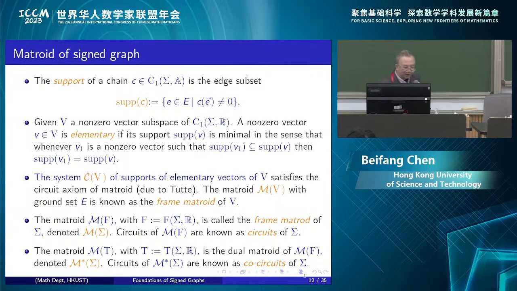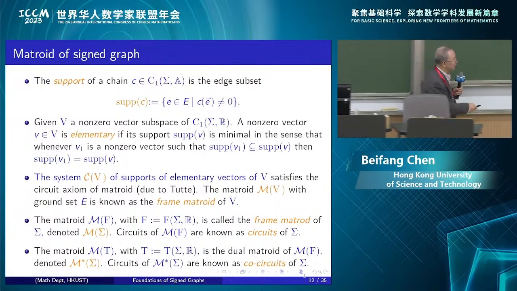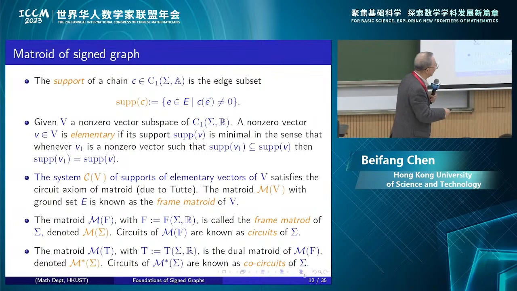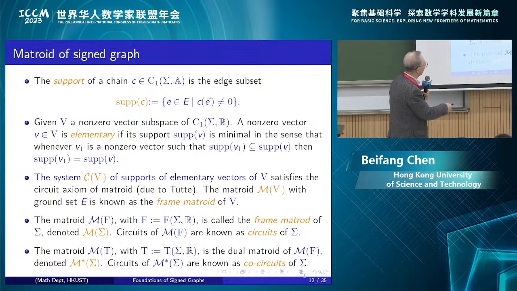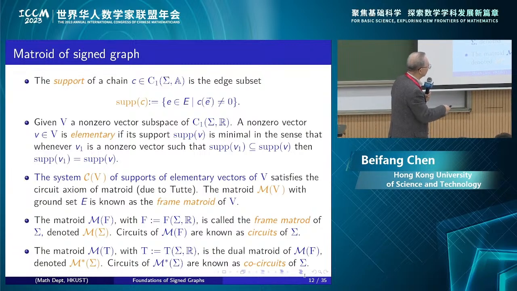In the signed graph case, we have two vector spaces: the flow space and the tension space. The flow space will generate a matrix, and that matrix is called the matrix of the flow group, the flow vector space. It's also called the frame matrix of the signed graph.